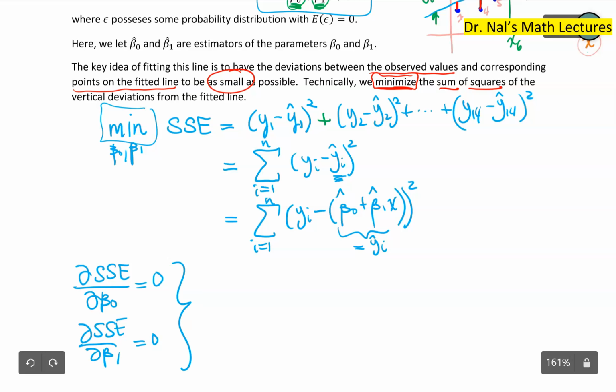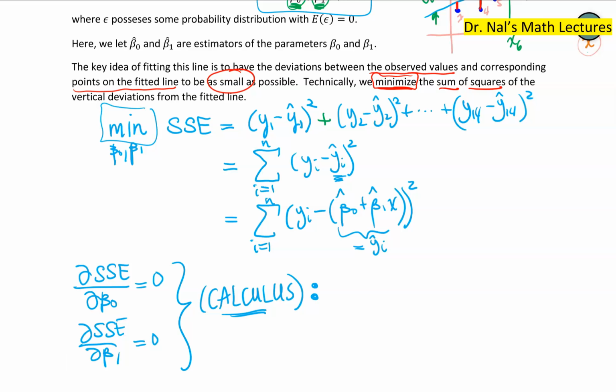When you solve this, and I'm not going to do that, you will find it in any mathematical statistics book. I will put it in the video description if you are interested in the details of this calculation. Basically we use calculus to take those derivatives, very straightforward calculus as a matter of fact. Ultimately, the final outcome turns out to be the following. We can calculate beta 1 hat and beta 0 hat by the following formulas.